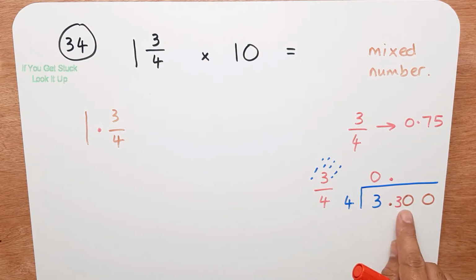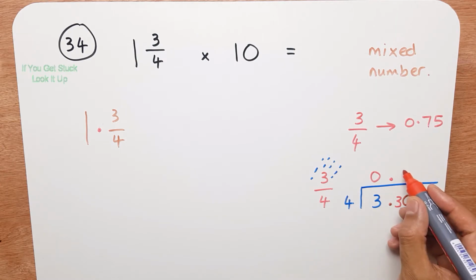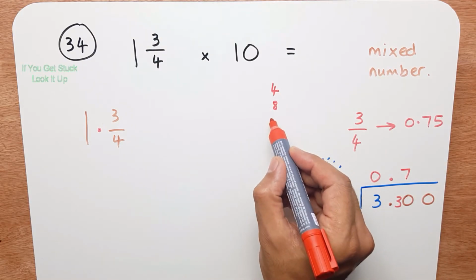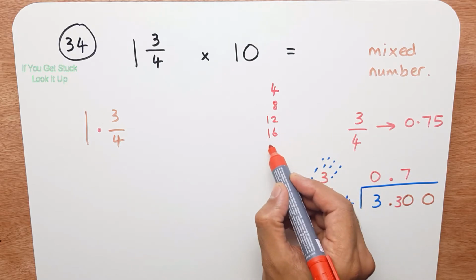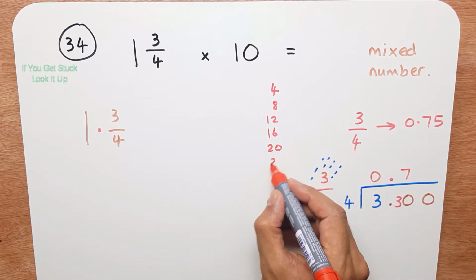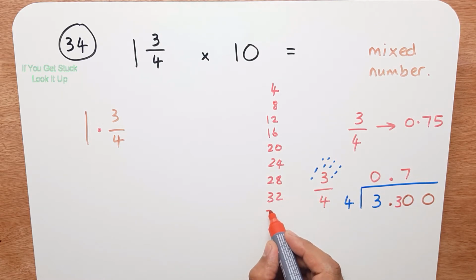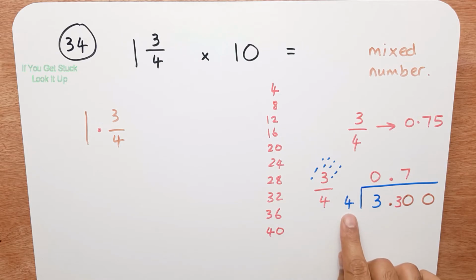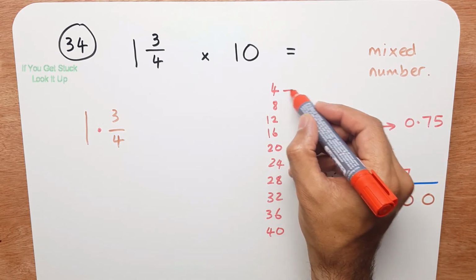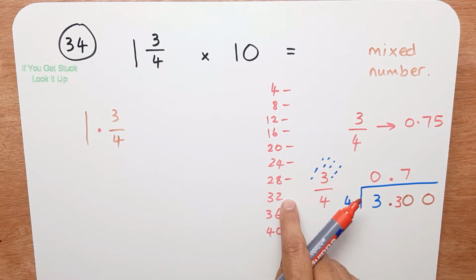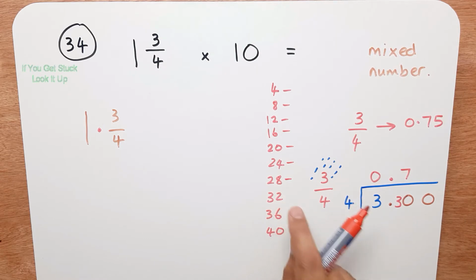How many 4s are there in 30? Now if you know your times tables, you'll know that there's 7. But let's check. 4, 8, 12, 16, 20, 24, 28, 32, 36, 40. So we want to know how many 4s are there in 30. So 1, 2, 3, 4, 5, 6, 7. If we do one more, we'll end up with 32. We've not got enough. So that is 7.